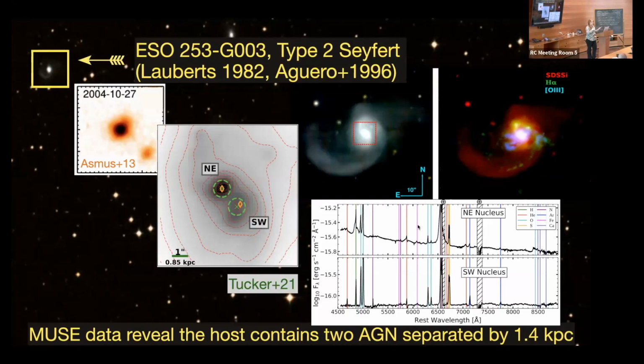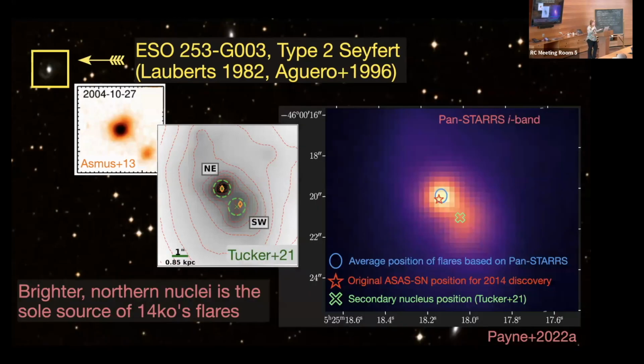So the question immediately becomes, okay, we know there are two AGN, which is causing these periodic flares? Thankfully, Pan-STARRS helped us answer this question. Pan-STARRS has the necessary spatial resolution to resolve out the two sources, and also during Pan-STARRS normal survey operations, it observed this object many times during times of both flaring and during times of quiescence.